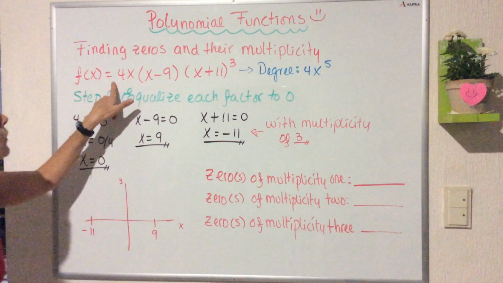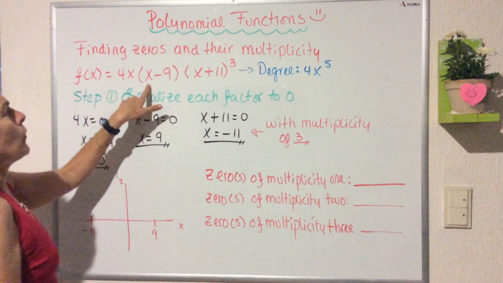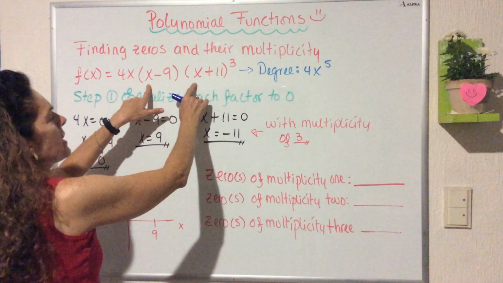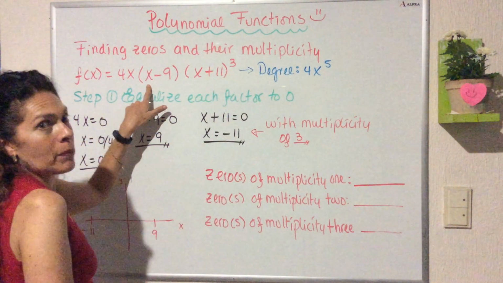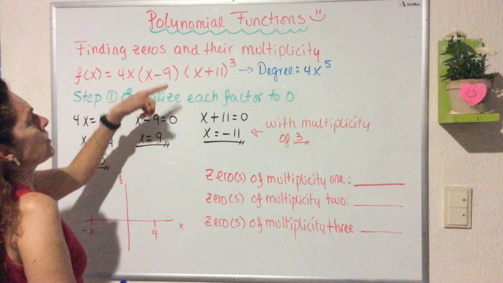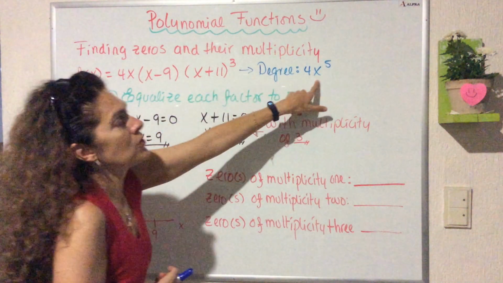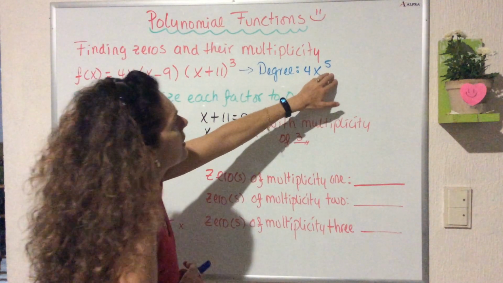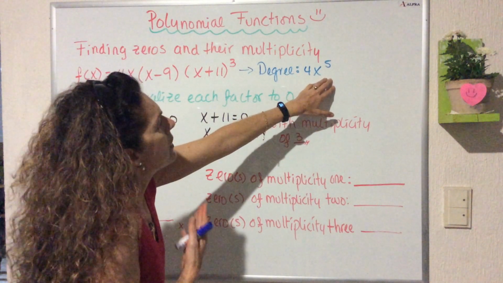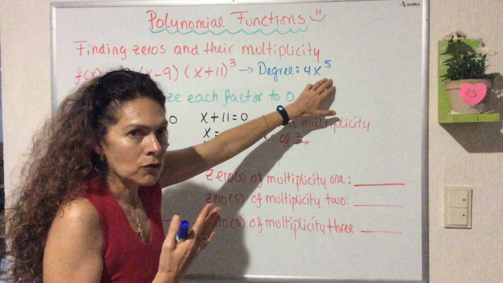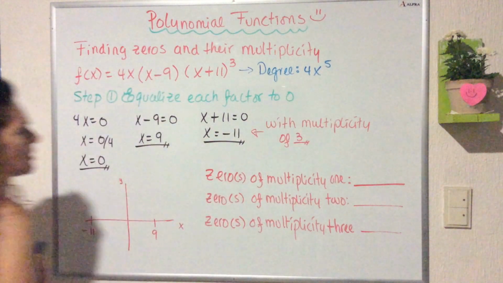So we multiply 4x times x, 4x to the second times x, but this x is being raised to the third power. So 4x to the second times x to the third. So this is 4x to the fifth. So the degree of this function is 5. So we have to get 5 roots or 5 zeros here.